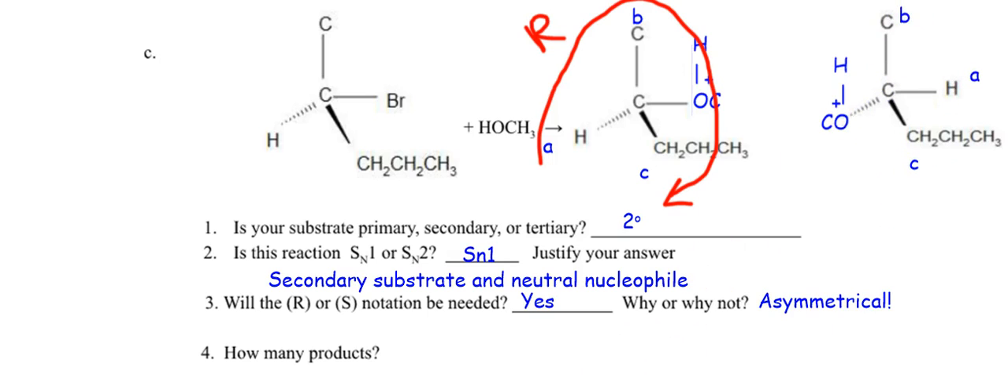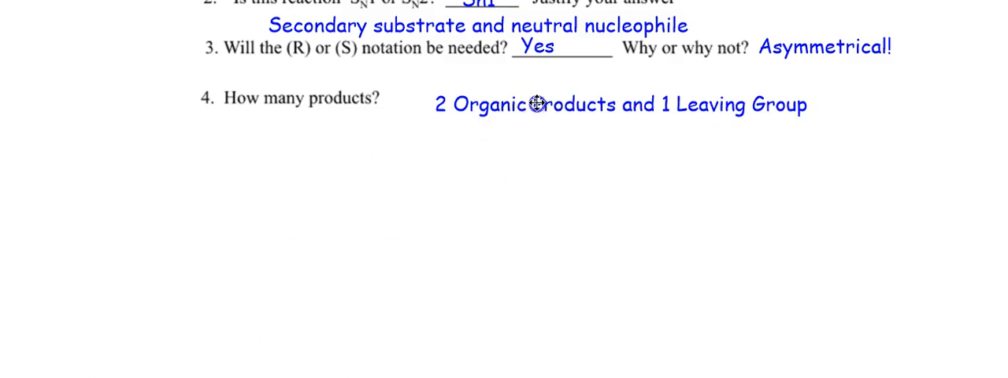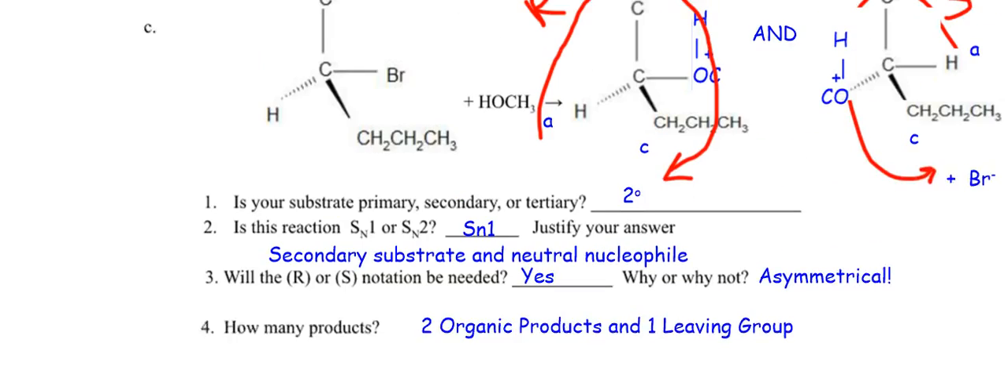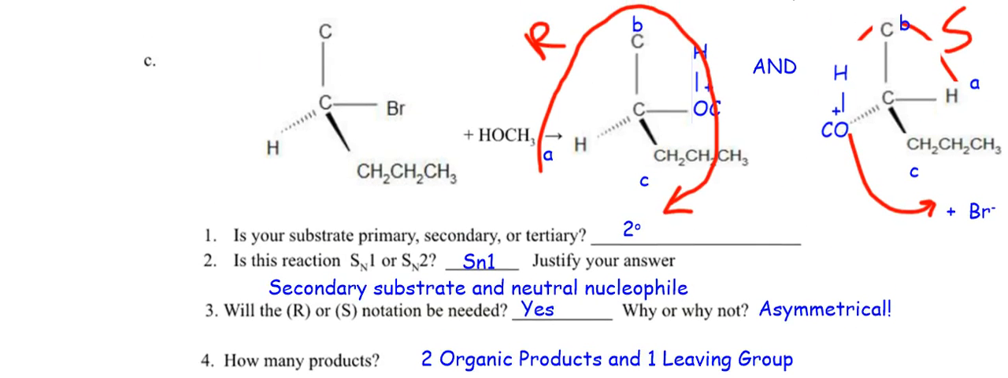There's my ABC. So that is my S. Oh, there you go. I can kind of see it there. All right, so there's my two groups. So I have two organic products. And don't forget, I have this guy right here. So how many products do I have? There I have it. I have two organic products and one leaving group.